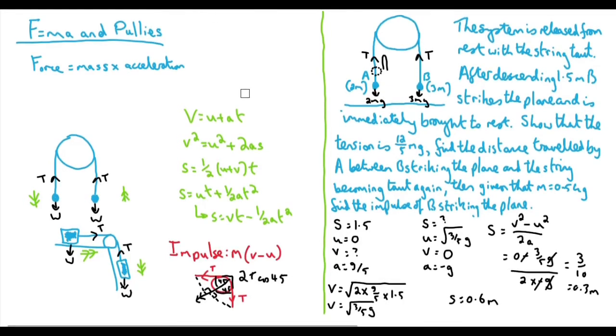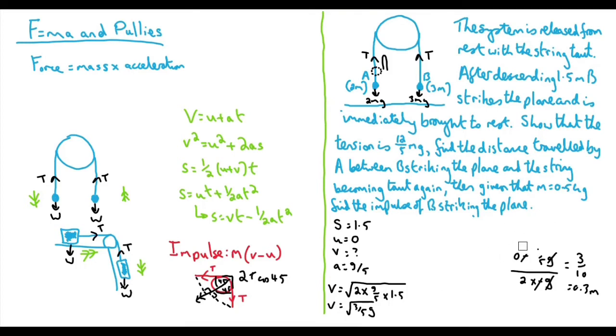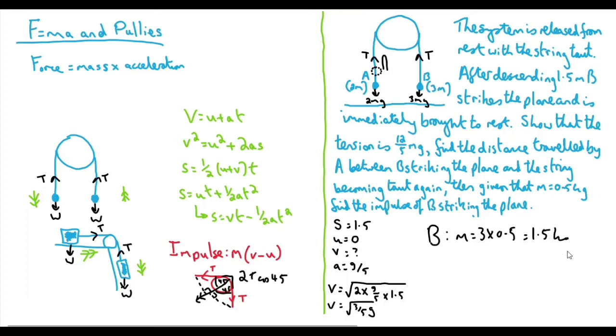As for the impulse, because we're now looking at B striking the plane, we're going to be having its mass times its change in velocity. For the mass, we know from above that it could be expressed by 3m, but now in the question, we have that m has a value of 0.5. So, when looking at B, the m is going to equal 3 times 0.5, which will give us 1.5 kilograms.